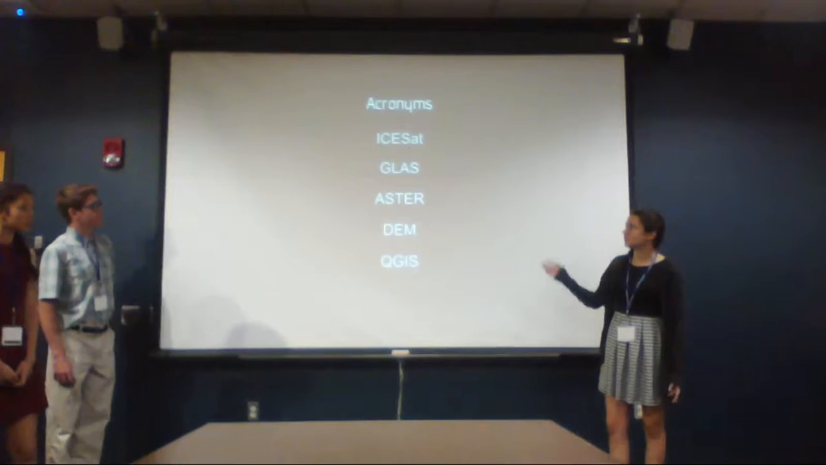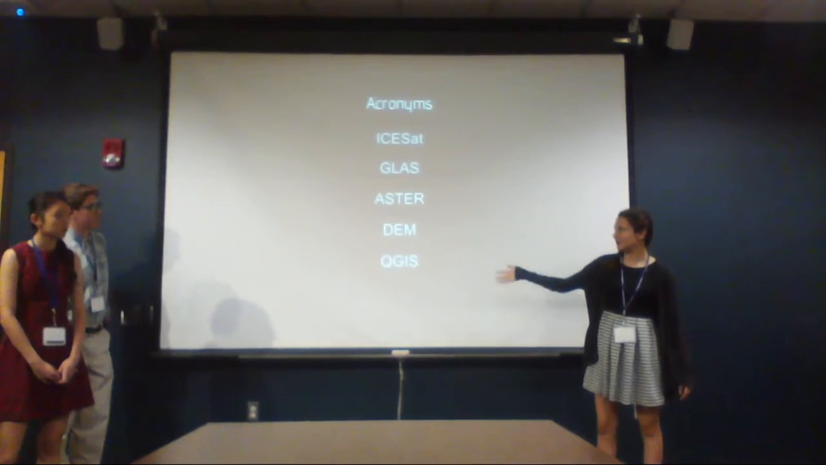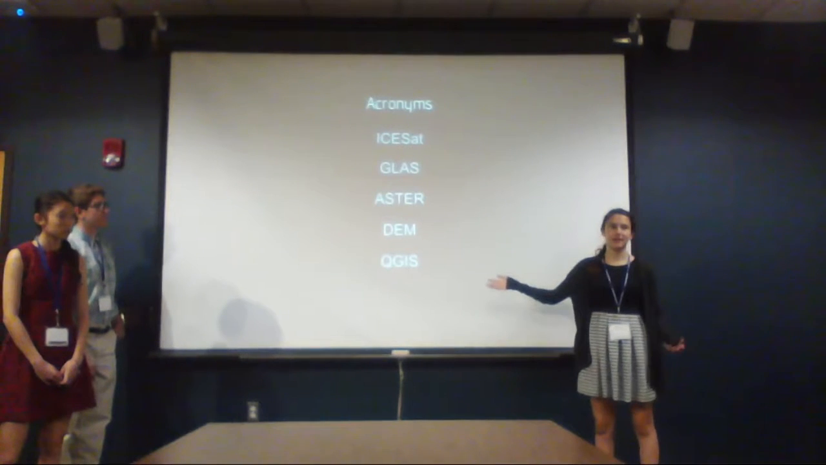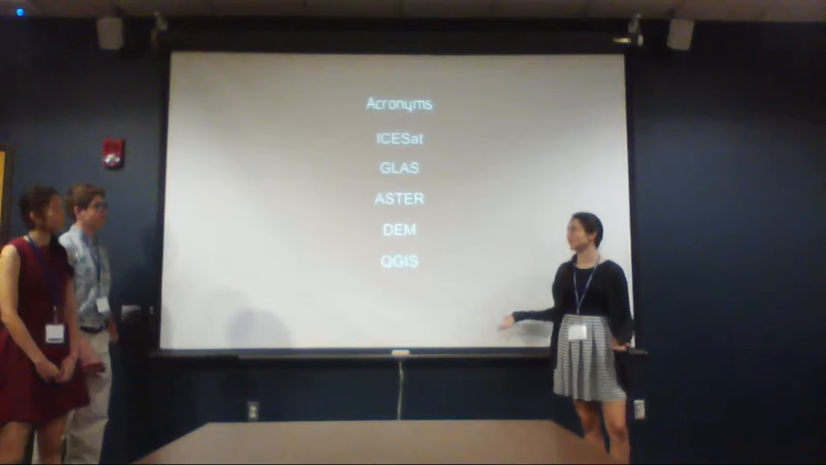So here are a few of the acronyms that were just on the screen. We've got ICESat, GLAS, ASTER DEM, and QGIS. And before we go into exactly how we went about comparing the data, we're going to explain what all of these are and what they do and what they mean.